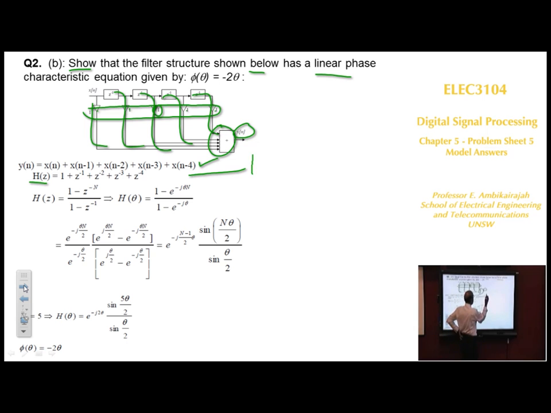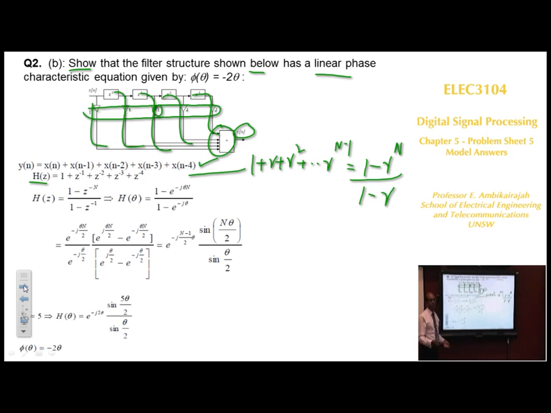This is like a power series: 1 plus r plus r squared up to r^(n-1) is equal to (1 minus r^n) over (1 minus r). That's from your table of power series. That's on your data sheet. It will be provided to you.